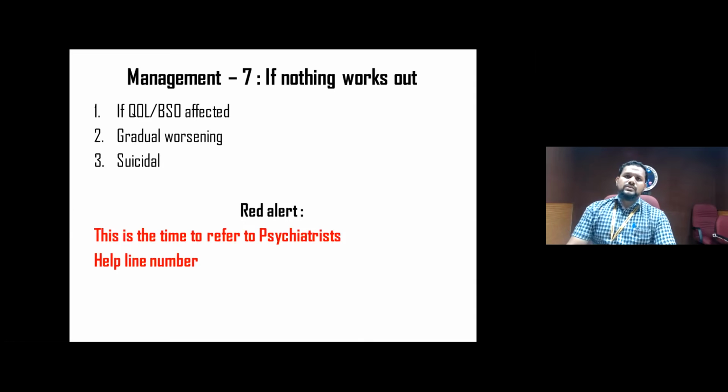Okay, so management number 7. If nothing works, just inquire about his quality of life, whether biological, social, or occupational function is affected or not. If it is affected and the illness is gradually worsening day by day, and the patient becomes suicidal, then it is a red alert. So this is a time to refer to a psychiatrist to help them better. And you can give the helpline number also.